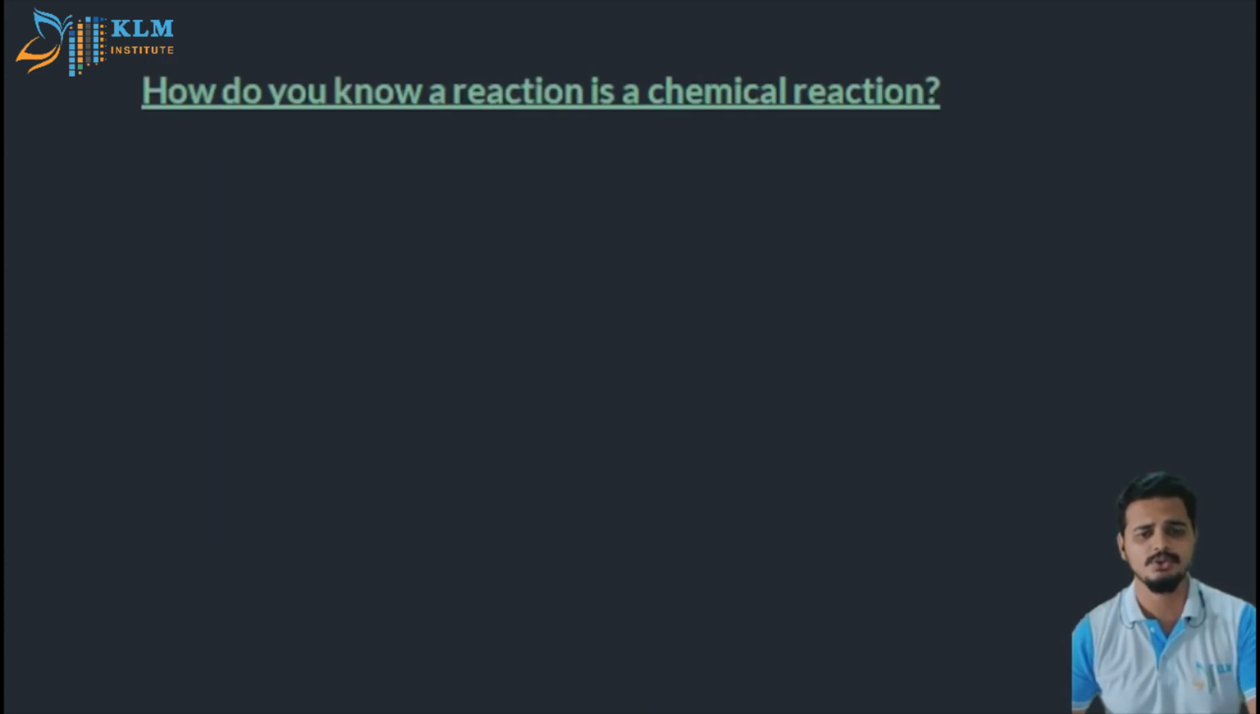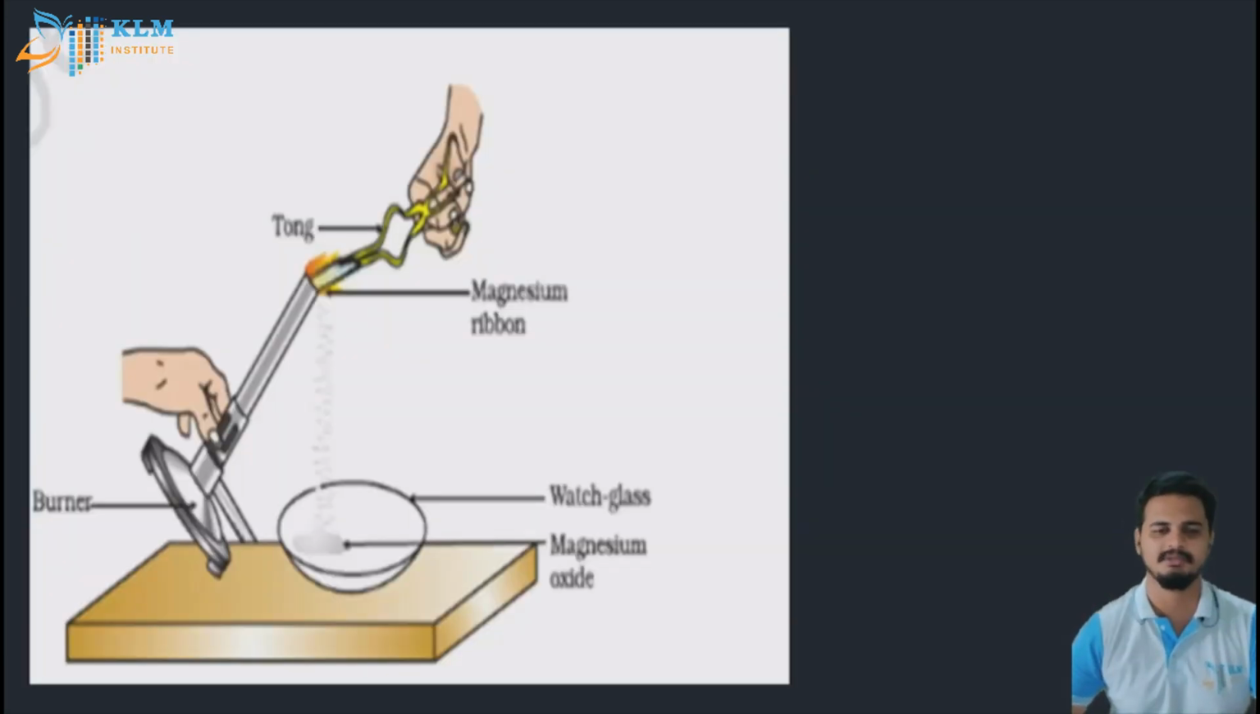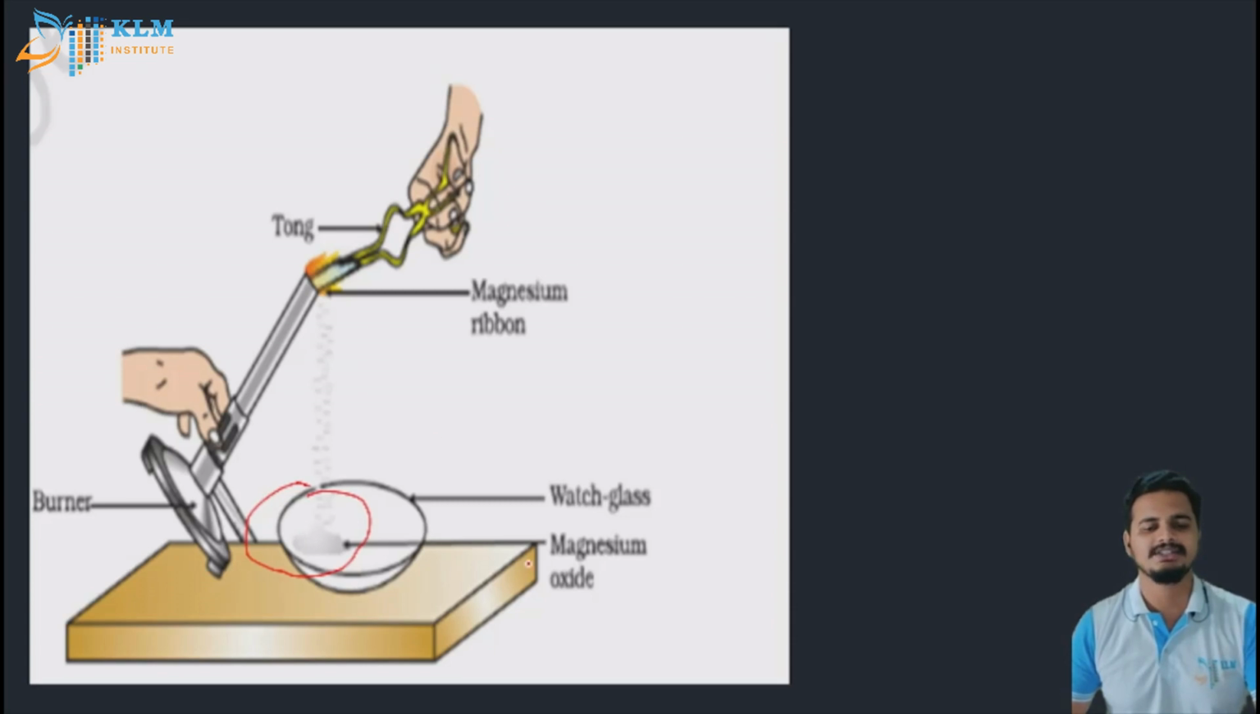So how do you know a reaction is a chemical reaction? To understand this, we'll see two small experiments. If you take magnesium ribbon and burn it under a Bunsen burner, you can see white powdered ash form. This is known as magnesium oxide. This reaction converts magnesium, in the presence of atmospheric oxygen, to magnesium oxide.